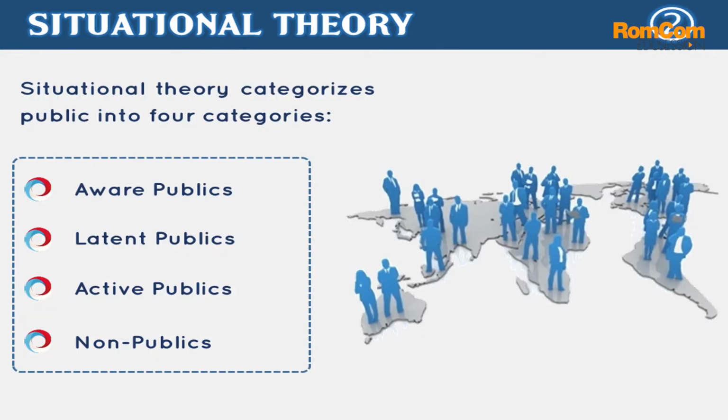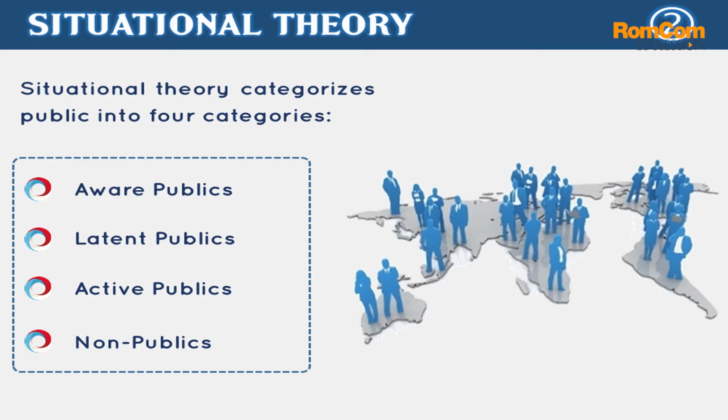There are 4 categories of public according to the situational theory: the aware publics, the latent publics, the active publics, and the non-publics. Now, the aware publics are those who identify and recognize the problem. Latent public are those who ignore or turn a blind eye to the problem. Active public are those who take initiative actively about a problem, and non-publics are those who do not have or encountered a problem.